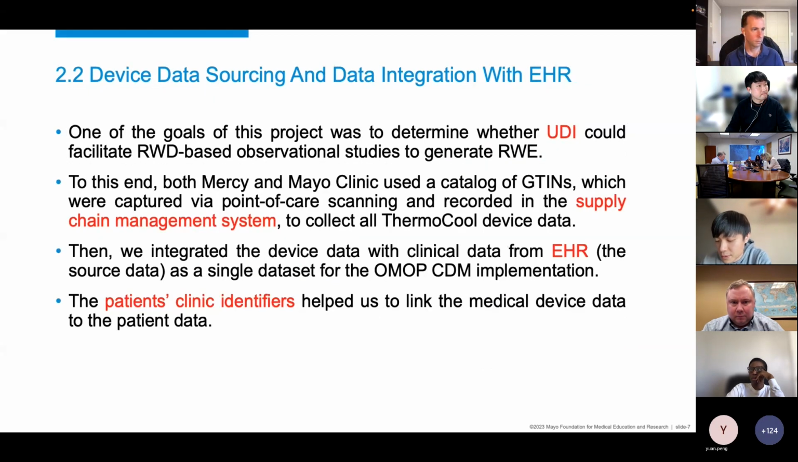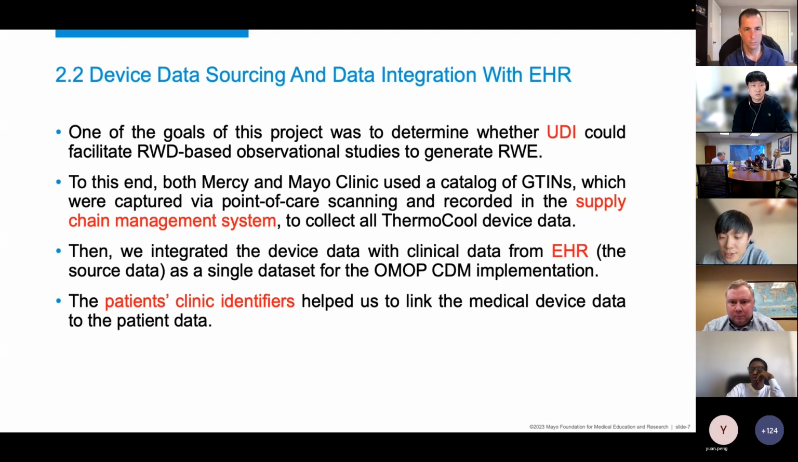Then we designed a process to integrate the device data and EHR data together. One of the goals of this project was to determine whether UDI could facilitate real-world data-based observational studies to generate real-world evidence. To this end, both Mercy and the Mayo Clinic use a catalog of GTINs, which were captured while point-of-care scanning and recorded in the supply chain management system to collect all the thermal device data.